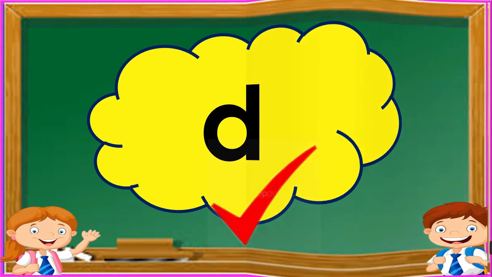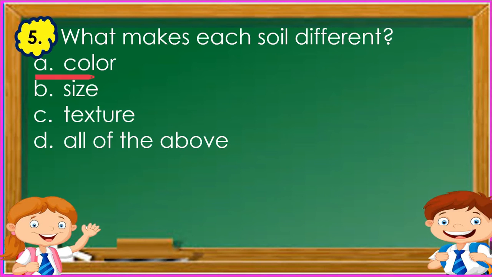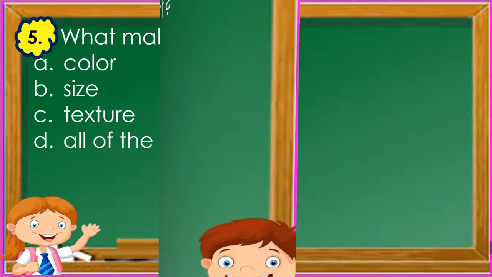Number 5. What makes soil different? Letter A, color. Letter B, size. Letter C, texture. Letter D, all of the above. The correct answer is letter D.